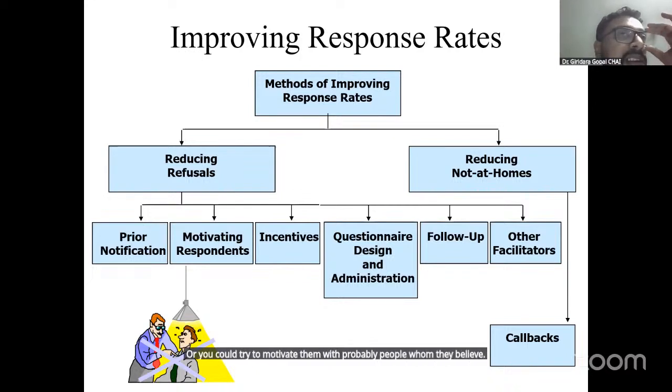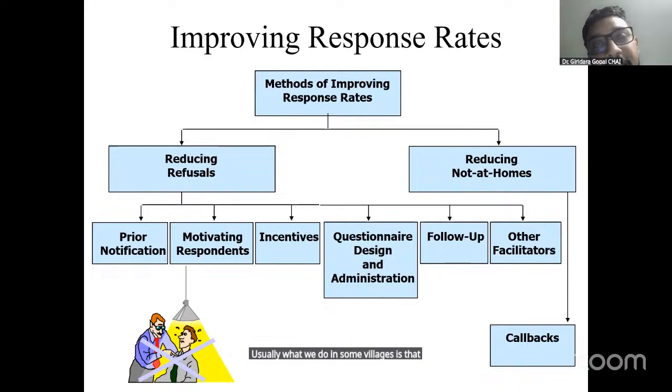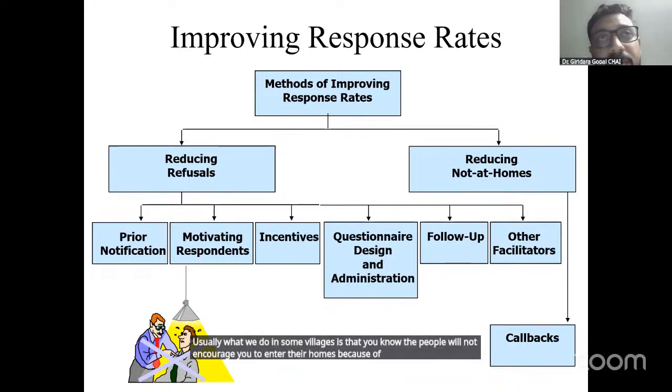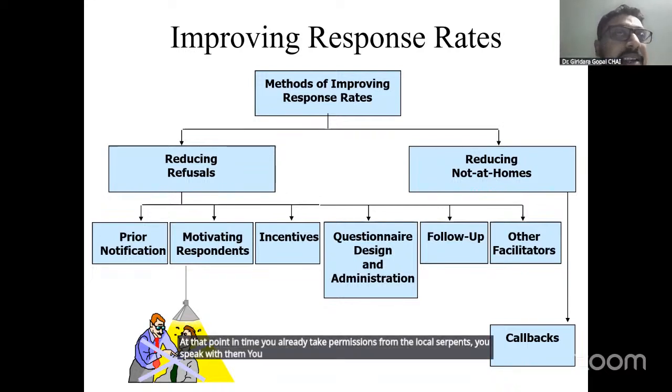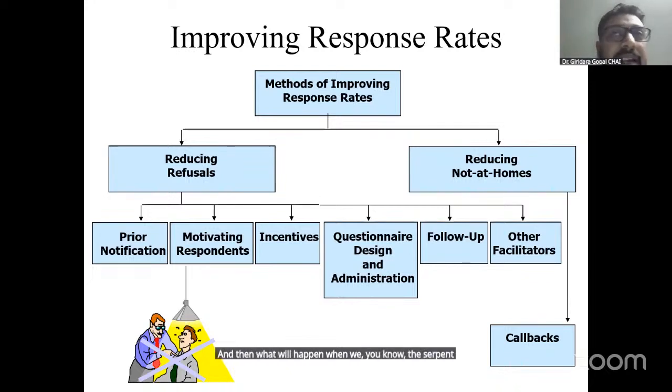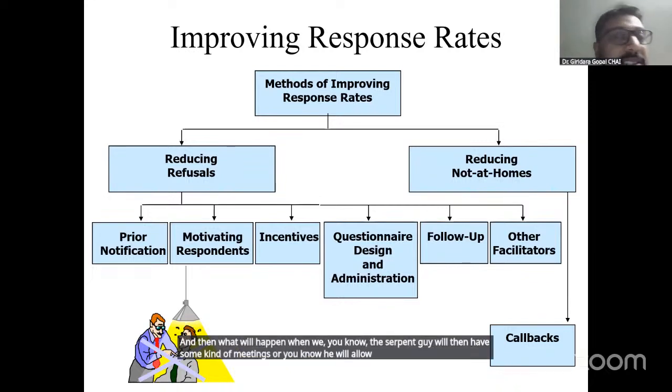Usually, what we do in some villages is that people will not encourage you to enter their homes because of stigma, because they feel, hey, what do you guys know about us? I'm not going to encourage you. At that point in time, you take permission from the local sarpanch, you speak with them, you go to the community, and you say, this is the reason we want to come, we want to help you. By doing this research, we can understand the problem and its burden, why it is happening, and then we can help you out. Then the sarpanch will have some kind of meetings, or allow us to put up posters across the village or that particular geography, and you get great access to do it.